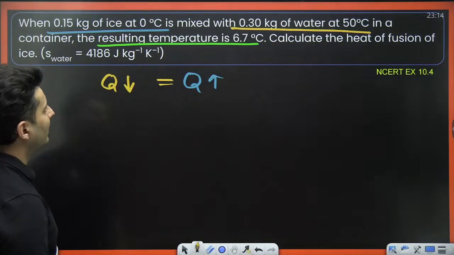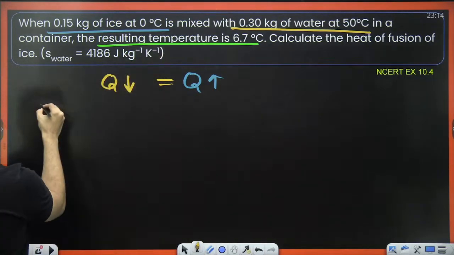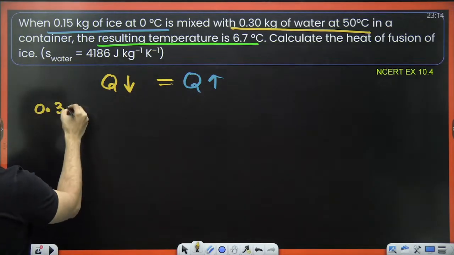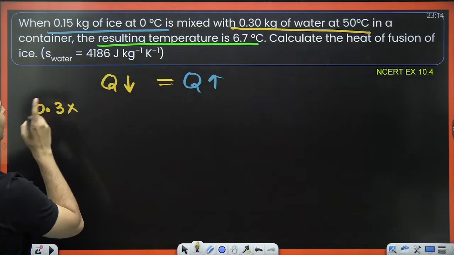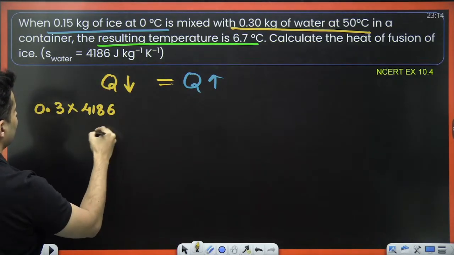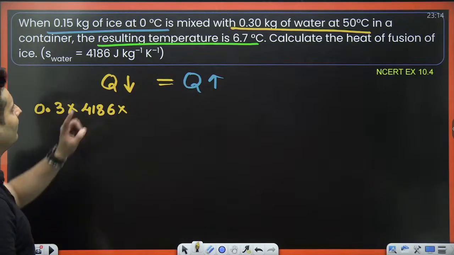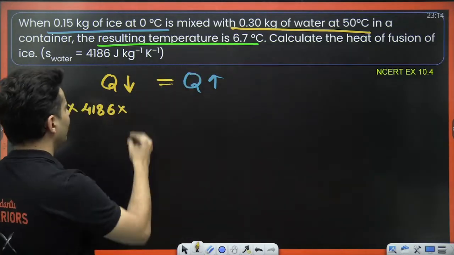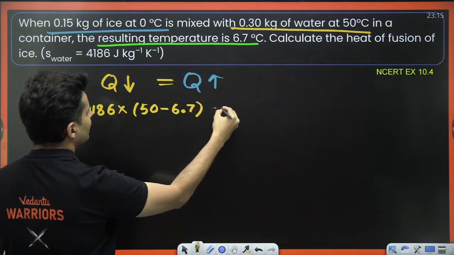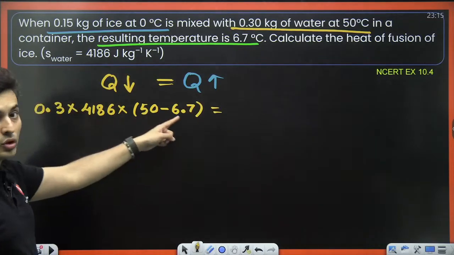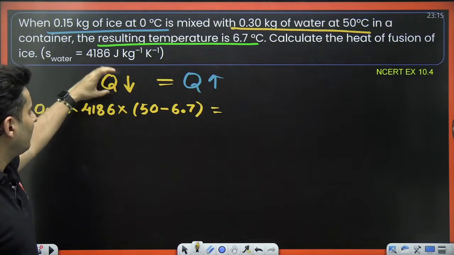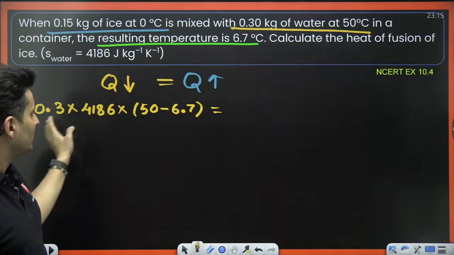So what is the heat lost by the hot body? Just see that. 0.3 kg of water, into specific heat capacity of water, which is 4186, into delta T. From 50, it came to 6.7, so this will be 50 minus 6.7. I hope you understand why I'm writing it: to show you this is the temperature difference by which the temperature will fall, and that's why the heat is lost.